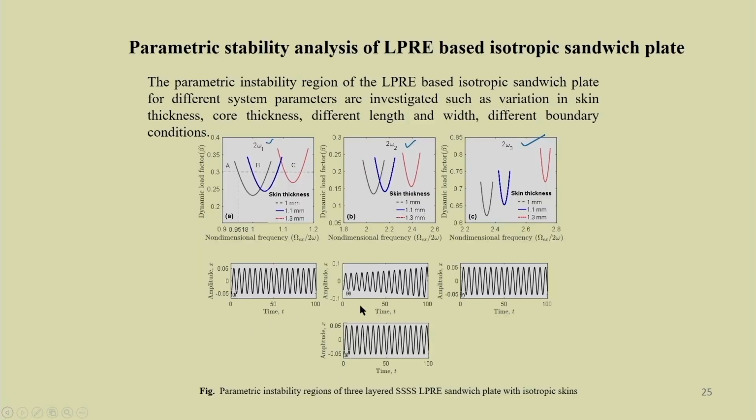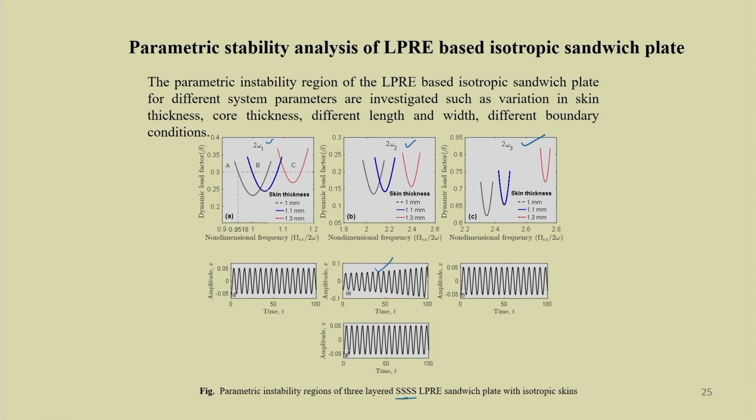In the first case, it is plotted for different conditions. You can see this is for SSSS, all sides simply supported. Here you can verify that in this case the response is growing for this middle point.